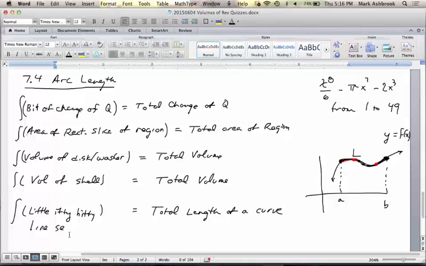The highly mathematical term itty bitty. So we're going to sum up lots and lots of little itty bitty line segments that adjoin points along the curve, and if those points are close enough together and those line segments are microscopic, then it will give us the length of the curve. Okay, so let's see how that works.